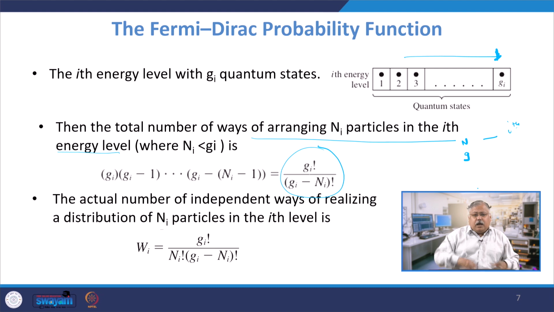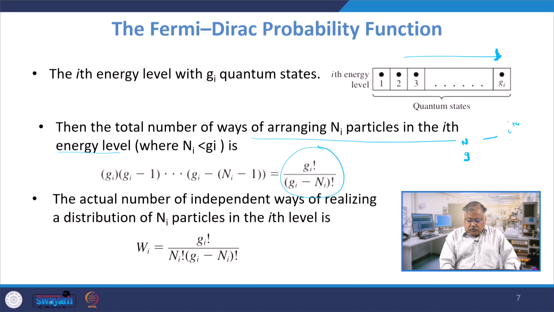So you will ask me in what possible ways I can arrange n particles in g number of states. That will be given by g_i factorial upon (g_i minus N_i) factorial, right, and from here you can find out the value of the total number of ways. However, the total number of independent ways of realizing a distribution of N_i particles in the ith level will be given by this divided by N_i factorial. N_i factorial is the number of ways the particles can be redistributed within themselves. So when you divide by that, I get the actual number of independent ways of realizing the distribution of particles, correct.